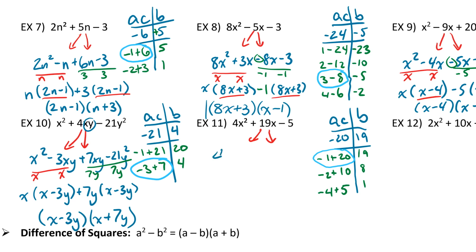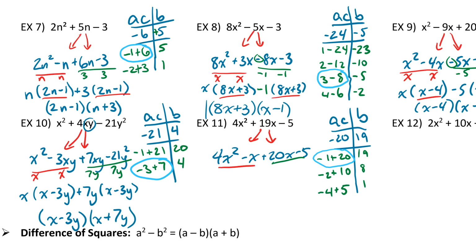So if we split B, we're going to have 4x squared minus 1x, or just minus x, plus 20x minus 5. Then we do our grouping.